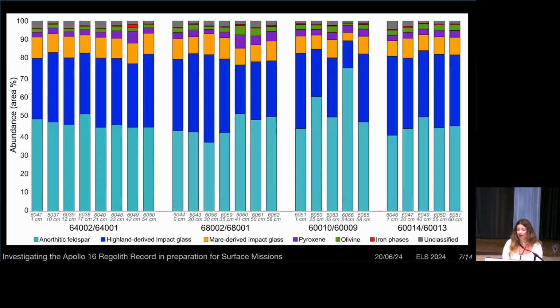From these mineral maps, we can work out phase abundances in the thin sections. So here we have a histogram of the phase abundances. On the x-axis, we have all our samples. The depth through the cores goes left to right, and we have each core in the bigger writing. As expected, Apollo 16 is made up dominantly of feldspathic phases, but there is a lot of variation with depth, especially with the mafic minerals.